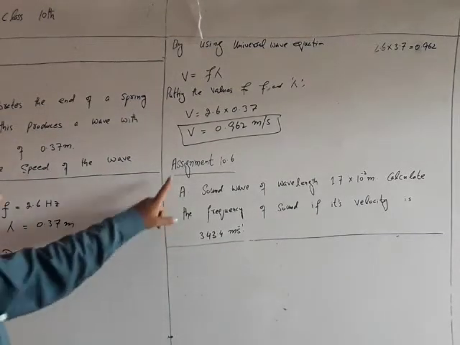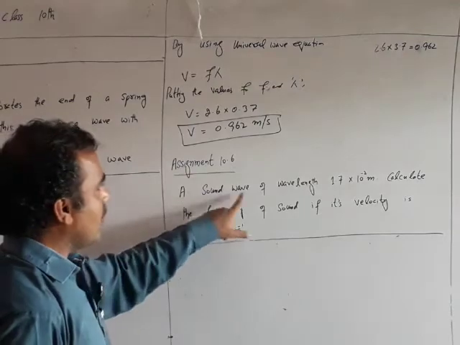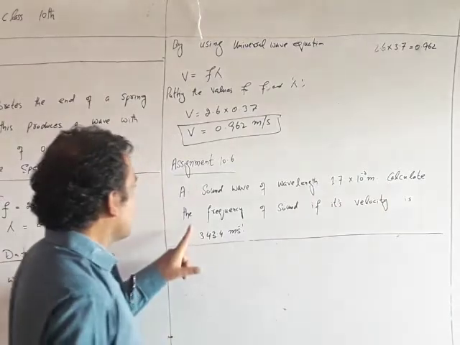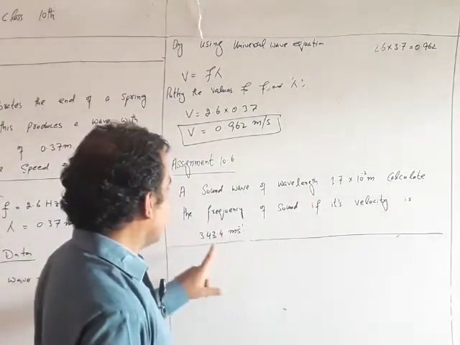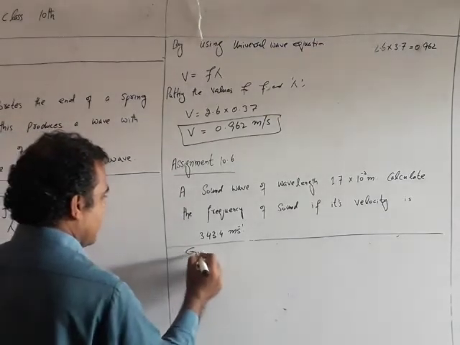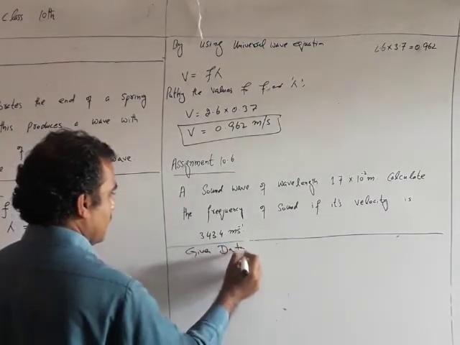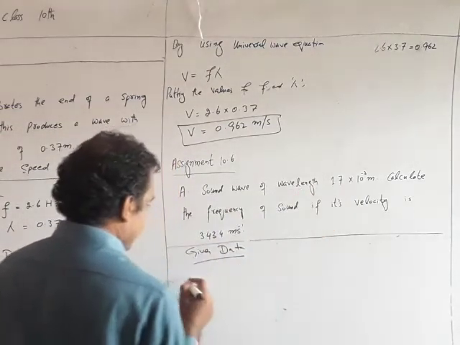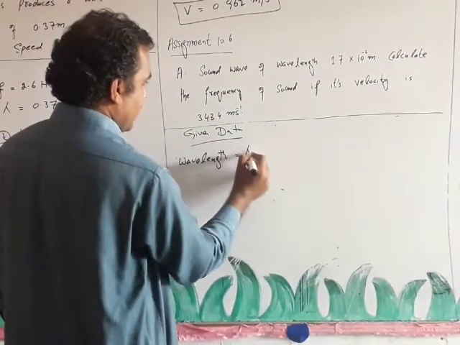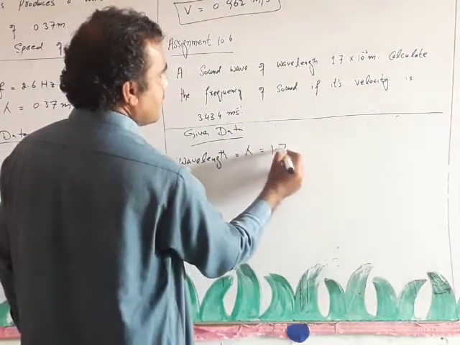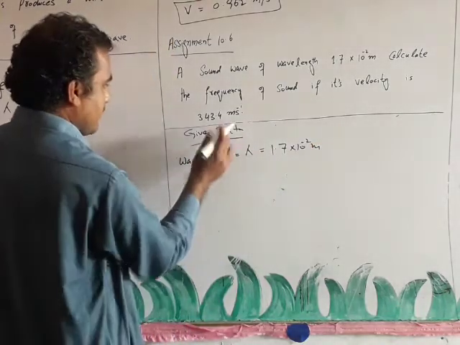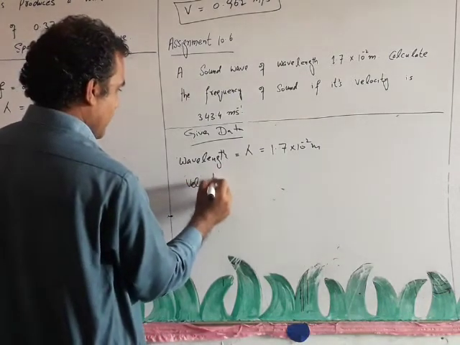Now in assignment 10.6 we are given a sound wave of wavelength 1.7 multiplied by 10 power minus 2 meter. Calculate the frequency of the sound if its velocity is 343.4 meter per second. Here I will write the given data. Wavelength is denoted by lambda, so its value is 1.7 multiplied by 10 power minus 2 meter, and the velocity or speed of the wave is represented by v.